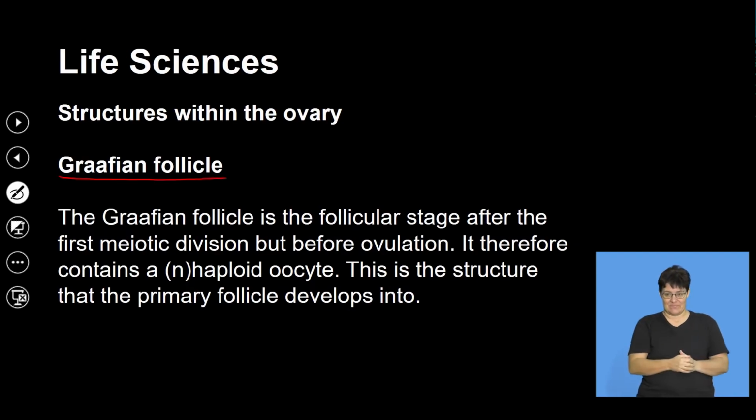Let's look at the Graafian follicle as I've mentioned. The Graafian follicle is the follicular stage at the end of the first meiotic division, but before ovulation can occur. It therefore contains what we call the haploid oocyte.